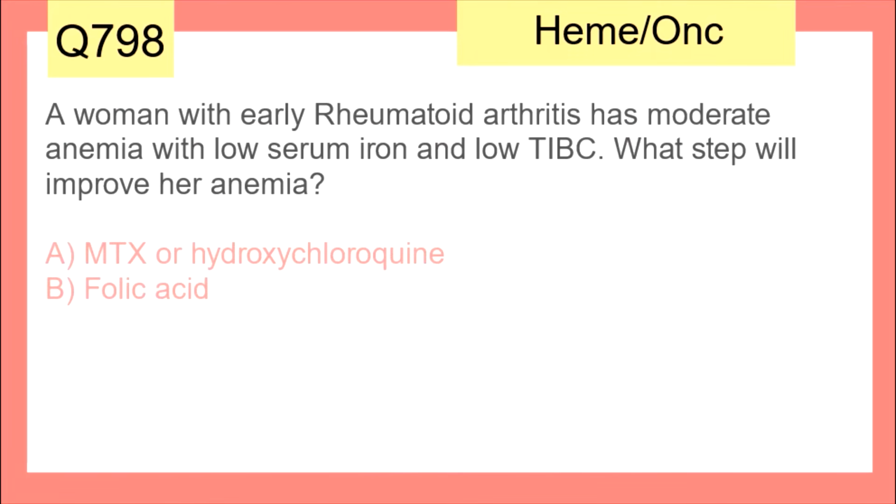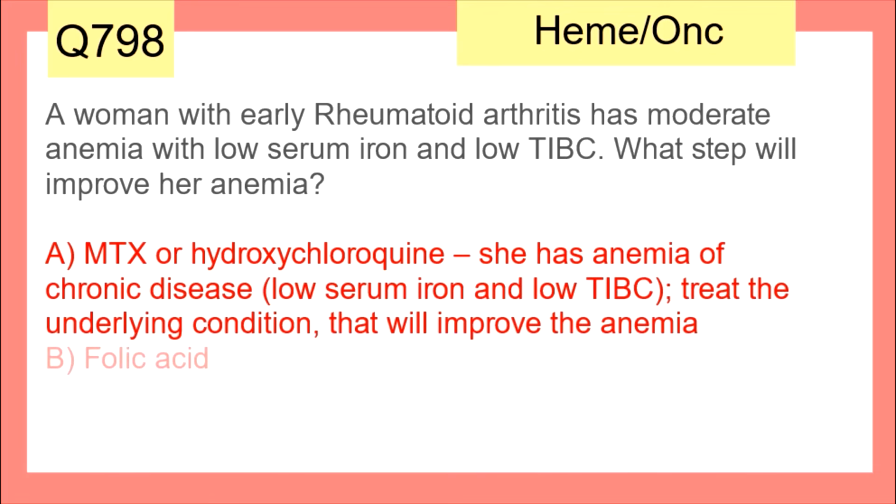798, a woman with early rheumatoid arthritis has moderate anemia with low serum iron and low TIBC. So this is definitely not iron deficiency. What step will improve her anemia? So we give them MTX or hydroxychloroquine. That helps the anemia because this is anemia of chronic disease where there's low serum iron and low TIBC. We treat the underlying condition.